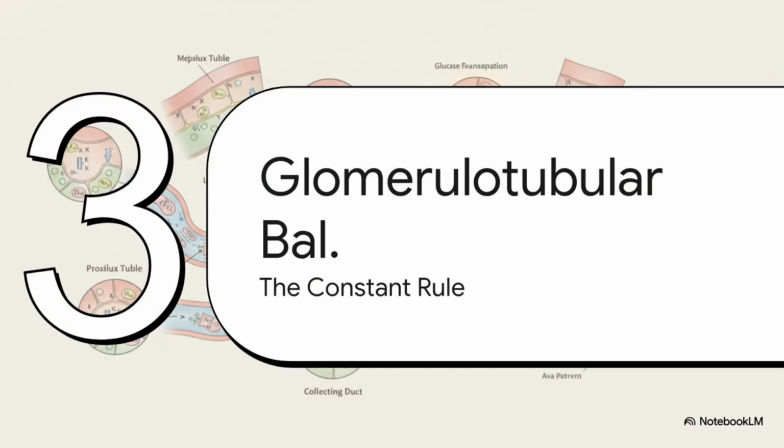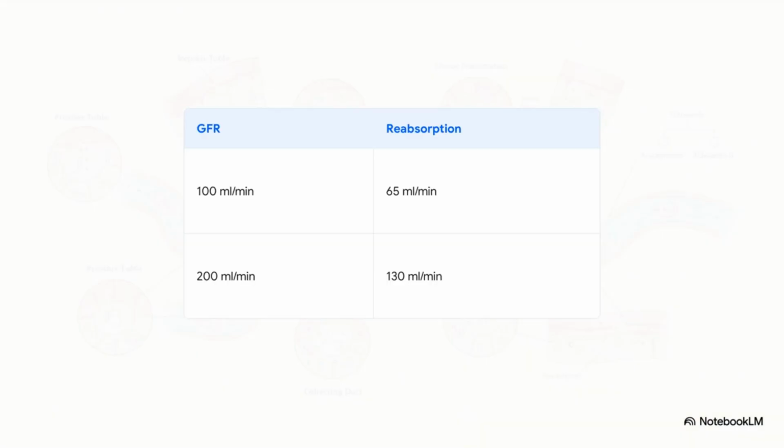Which brings us to a really elegant and highly testable physiological rule: glomerulotubular balance. The proximal tubule has this magical ability to maintain a proportional balance no matter what happens to your glomerular filtration rate. It stubbornly reabsorbs a constant 65% of the sodium and fluid. Let's look at the math.